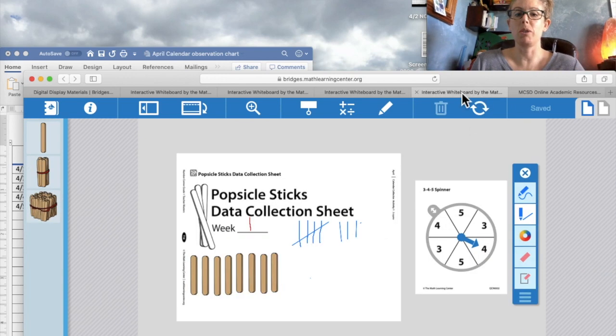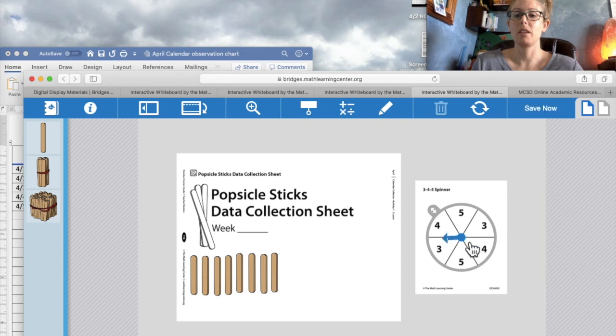Let's go over to our popsicle sticks collection sheet. Yesterday we had collected a total of 8 popsicle sticks. If we look at our tally marks, we have 5 and 6, 7, 8. So today we're going to spin again. And we have 5. So we're going to add 5 popsicle sticks in there.